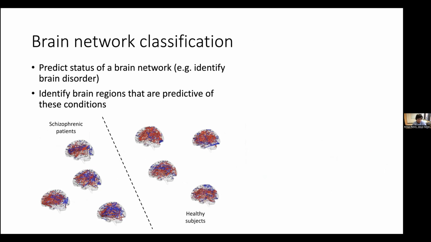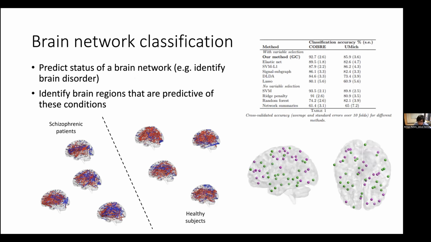For example, we may wonder whether brain connectivity can be used to diagnose different brain disorders, or to understand changes from person to person that can tell us something about the conditions of a person, the way that the brain evolves, or differences between species. So another task is to classify subjects into different classes. Here I'm using a different methodology, but the point is not only to predict the status of a brain network in order to detect whether a person may have some brain disorder, but also to identify which brain regions are more predictive of these conditions.